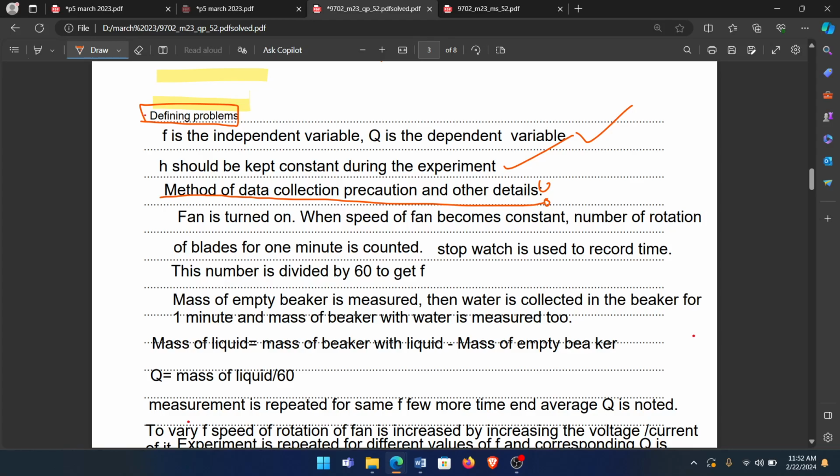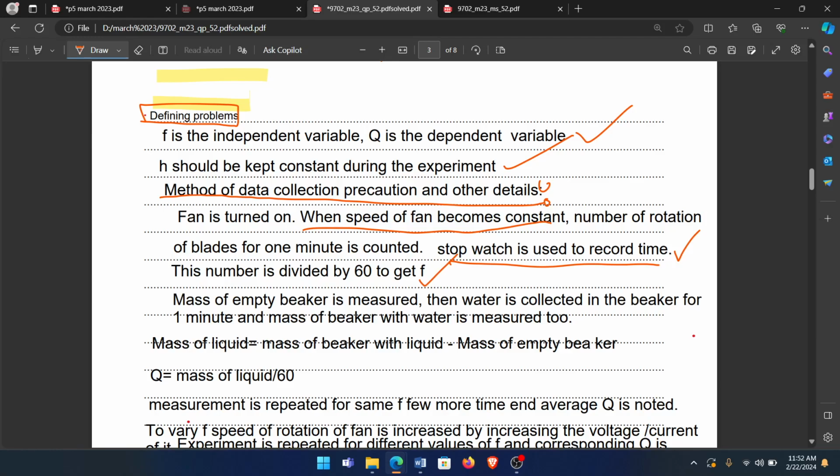The fan is turned on, and when the speed of the fan becomes constant, the number of rotations is counted. Look, why is this important? Because if the fan speed is changed, then the amount of current produced would be changed. We don't want it, right? We want a stable output of the generator. So the number of rotations of the blades for 1 minute is counted. A stopwatch is used, you should mention the device. Then it is divided by 60 to get F. As you know, F is the number of rotations per second. So the main independent variable has been measured once.